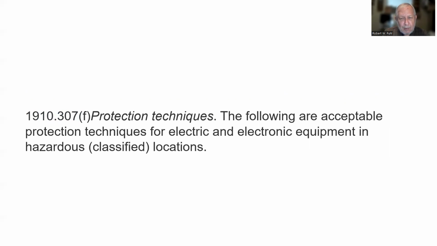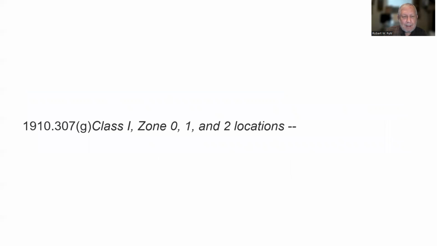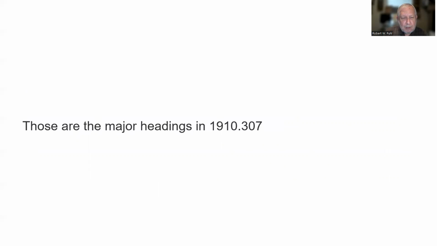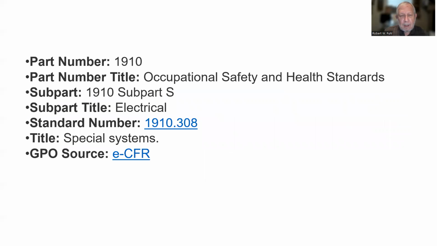Protection techniques. The following are acceptable protection techniques for electronic equipment and hazardous classified locations. There we go again. G, and there's your class 1, zone 0, 1, and 2 locations. And those are the major headings for 1910.307.